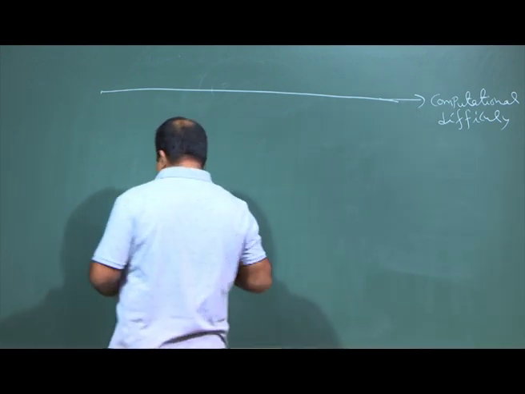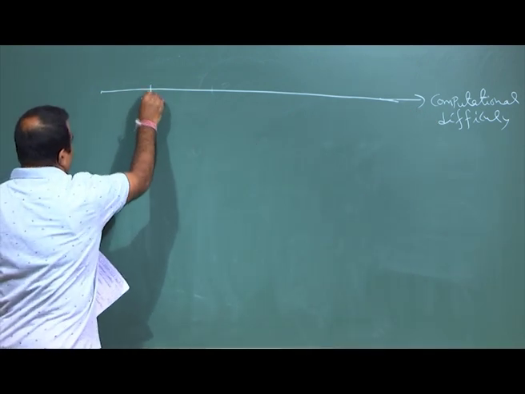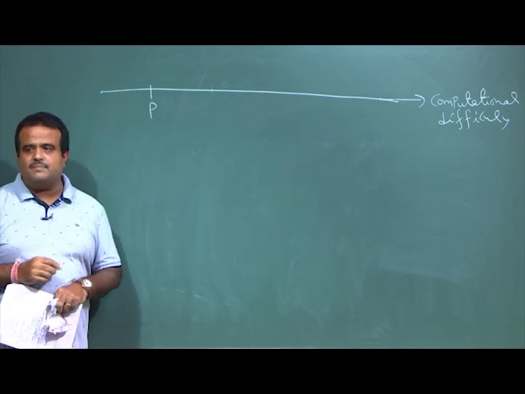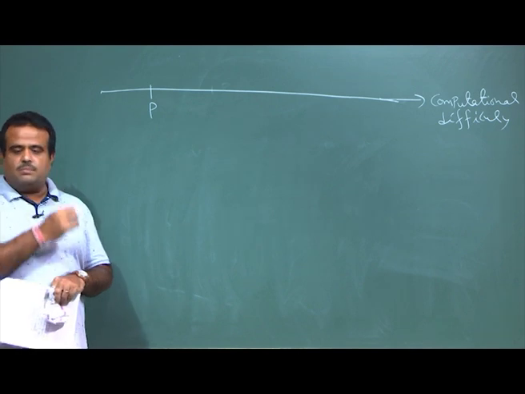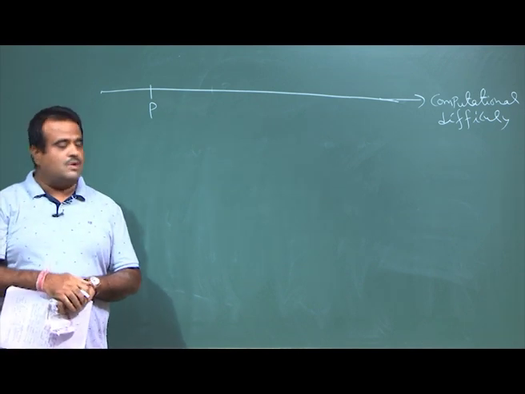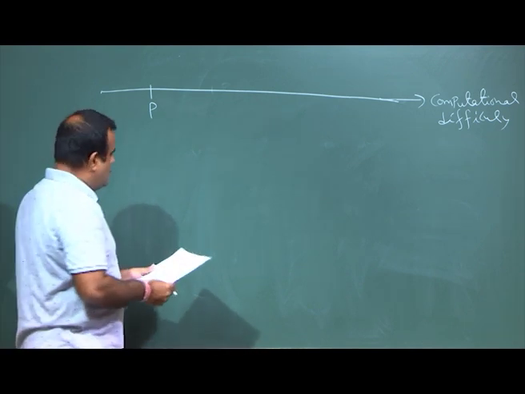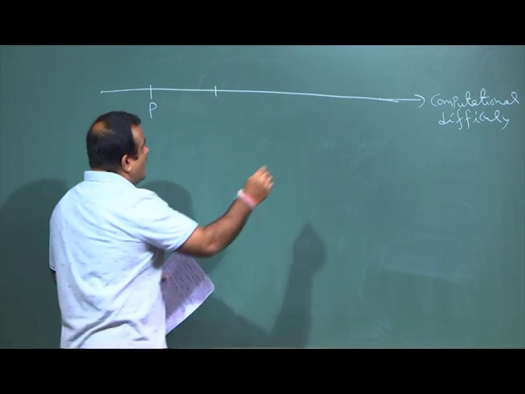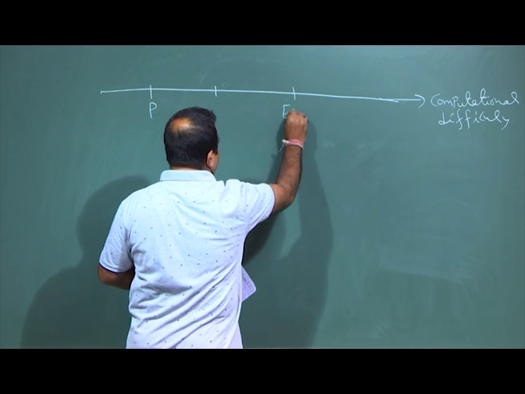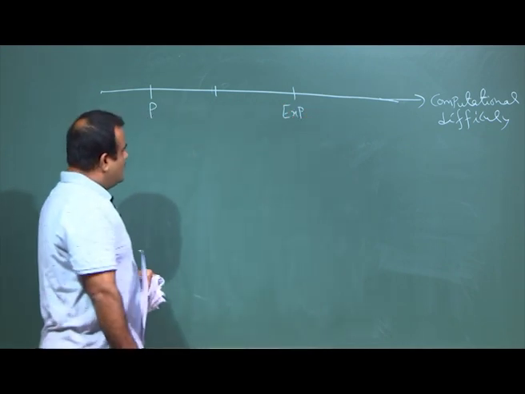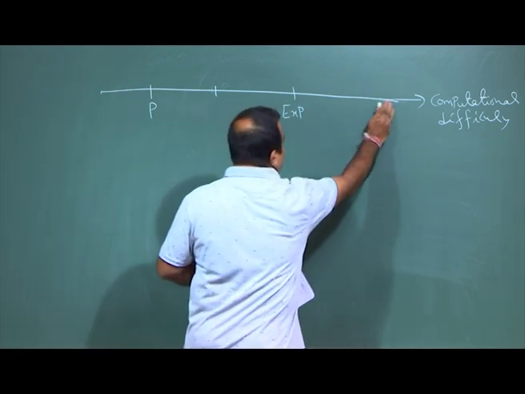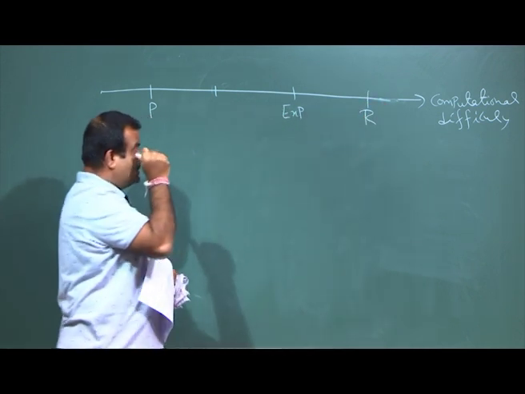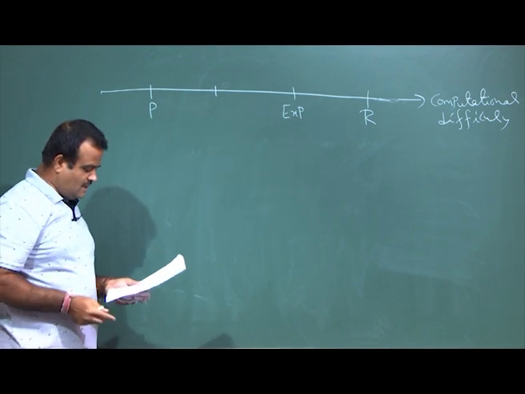Up to here is P, that means these are easy problems which can be solved by a polynomial time algorithm. Then we have another one which we will explain, EXP, exponential time, and then we have here what is called R. R is another complexity class.